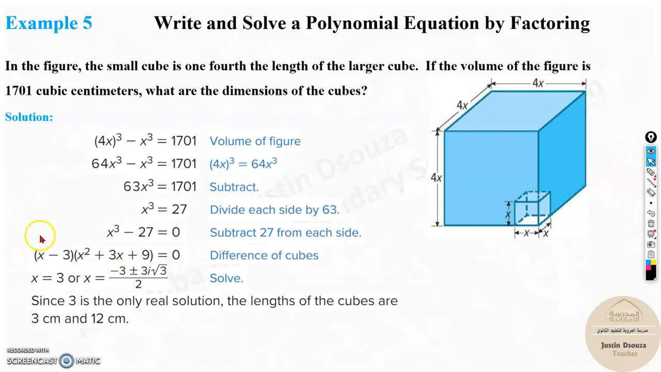You do not need to do these extra steps. If you want, you can use the identity, or you can directly use the calculator over here and directly get the answer 3. And if x is 3, 4x would be 12.